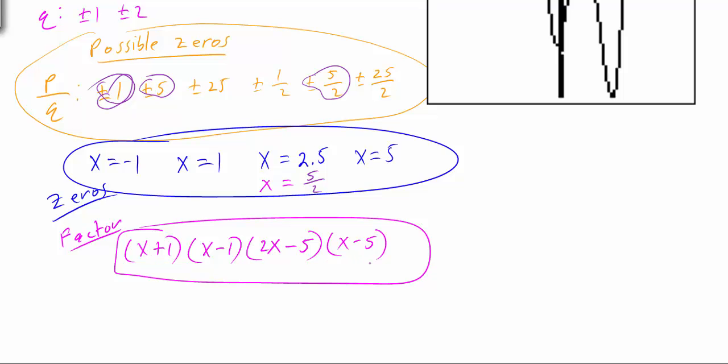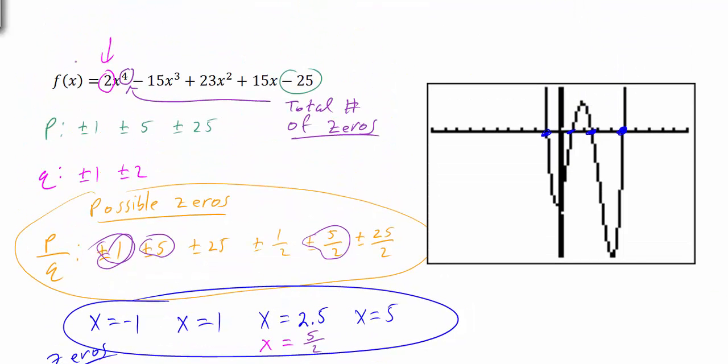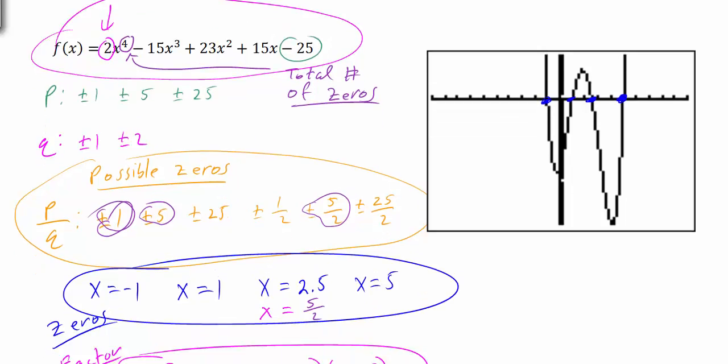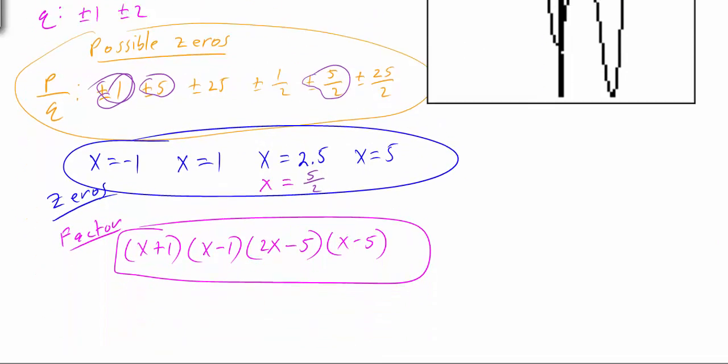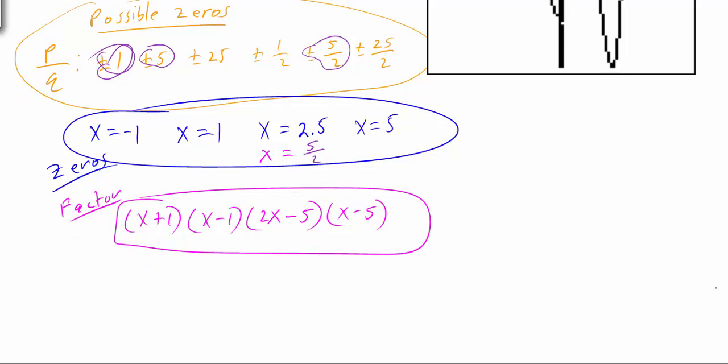So if you were to multiply all these factors out, you would come up with the original polynomial function. So hopefully now you have a better understanding of how to find the zeros of your polynomial function as well as factoring the polynomial.